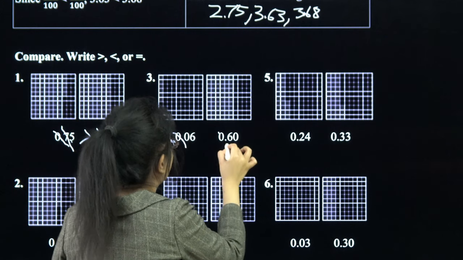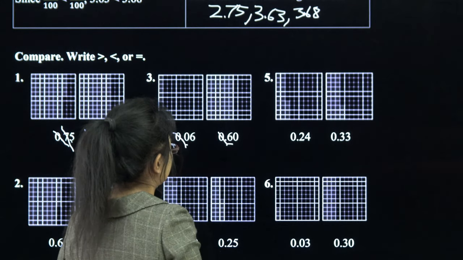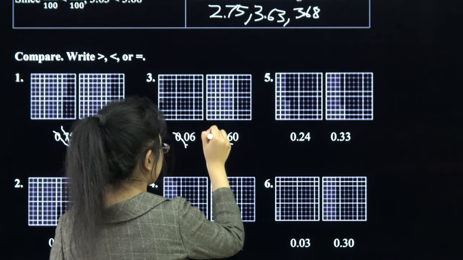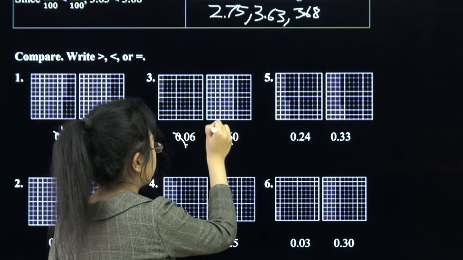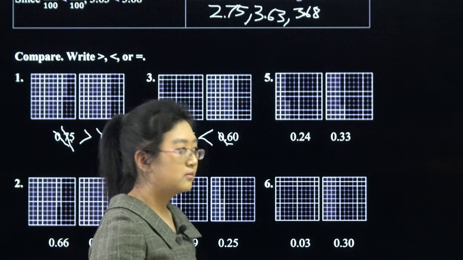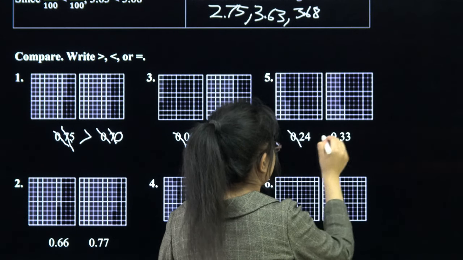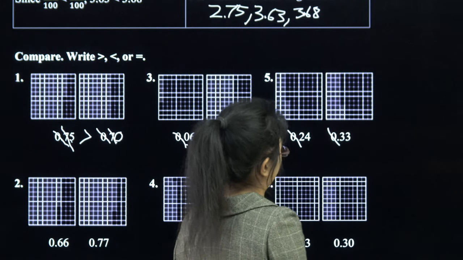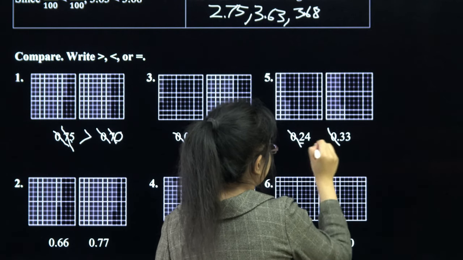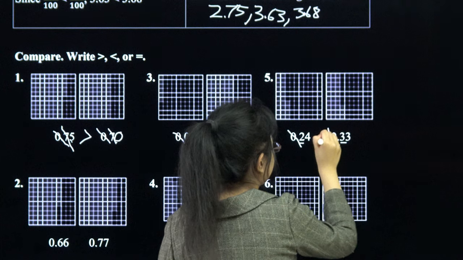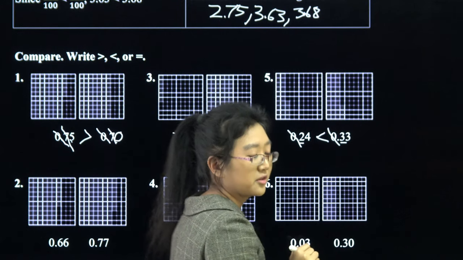0 point is equal to 0 point. But 0 is smaller than 6. So, 0.06 is smaller than 0.60. Next, 0.24 and 0.33. Well, 0 is equal to 0. But then 2 is smaller than 3. So then 0.24 is smaller than 0.33.